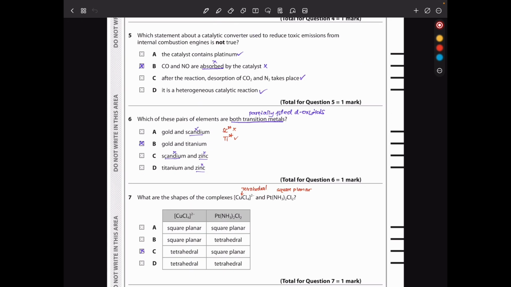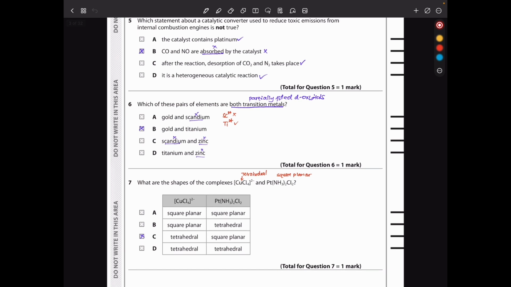In question 6, which of these pairs of elements are both transition metals? To be transition metals, it means they have partially filled d orbitals. As we can see, scandium is not because it only forms scandium 3+, which doesn't have partially filled d orbitals. Titanium 2+ does, so yes, titanium is. And so the answer here is gold and titanium, since scandium does not, and zinc has 3d10, which is fully filled. They are not partially filled, so zinc is also out. So the answer should be B.